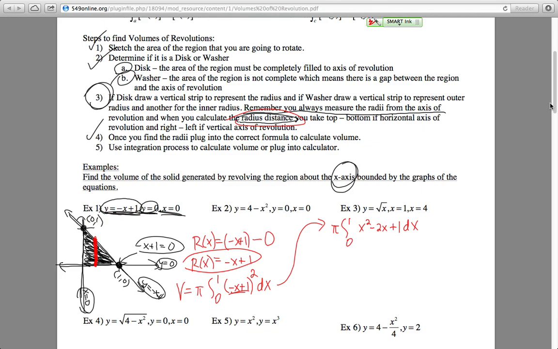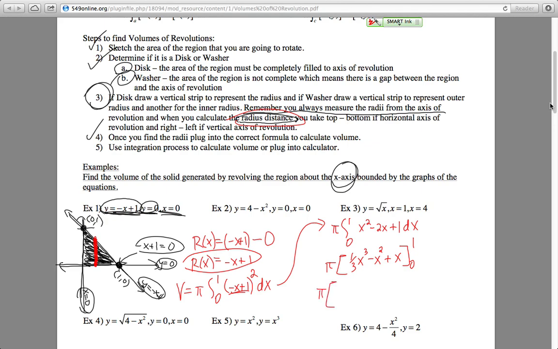All right, when you integrate this now, it's this simple power rule. What are you going to get? 1/3 x cubed minus x squared plus x evaluated from 0 to 1. Now the pi just leave out front. We can deal with the pi later.